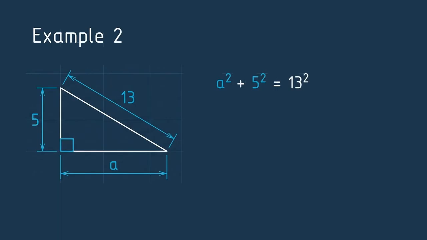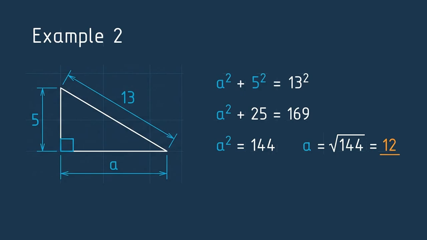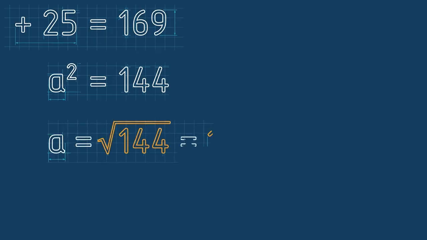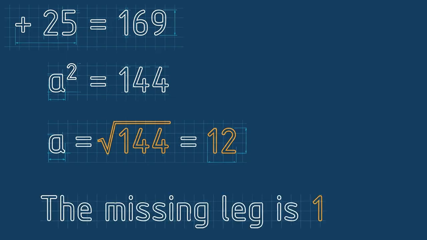Example 2. A right triangle has a hypotenuse of 13 and one leg of 5. A squared plus 5 squared equals 13 squared. A squared plus 25 equals 169. A squared equals 144. A equals the square root of 144 equals 12. The missing leg is 12.